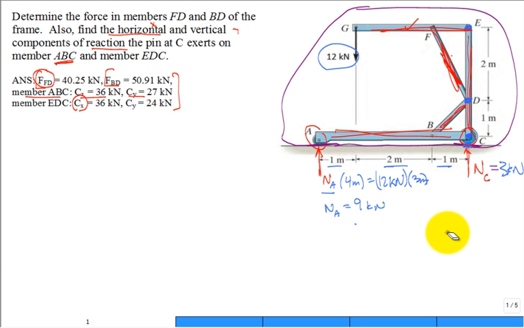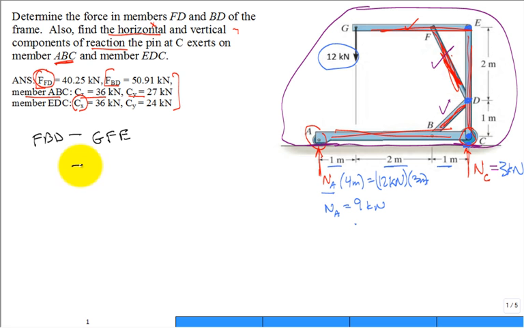Now, to solve for the force in this member and the force of that member, we need to get some individual free body diagrams. There's a lot of choices. You could get a free body diagram of the horizontal member GFE. I encourage you to do that. We're going to need that.